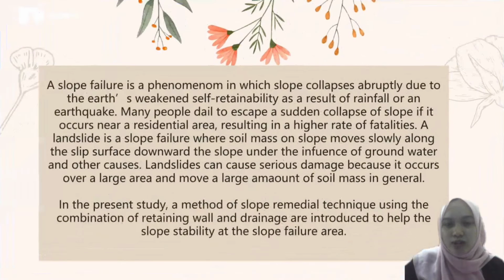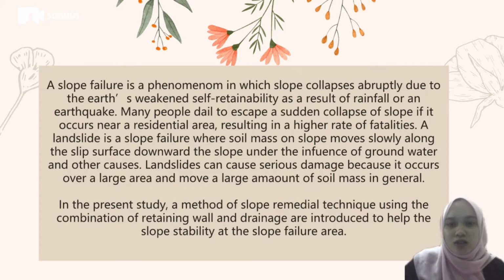For the introduction, a slope failure is a phenomenon in which a slope collapses abruptly due to the earth's weakened self-retainability as a result of rainfall or an earthquake. Many people dare not escape a sudden collapse of a slope if it occurs near a residential area, resulting in a higher rate of fatalities. A landslide is a slope failure where soil mass on a slope moves slowly along the slip surface downward under the influence of groundwater and other causes.